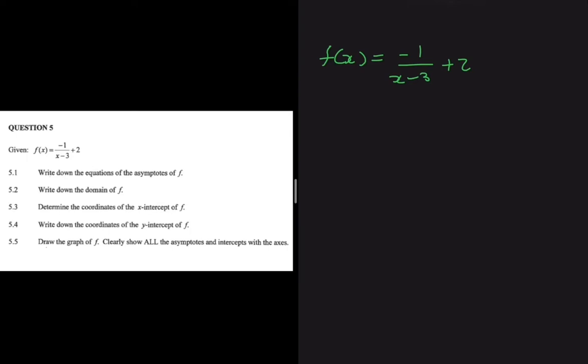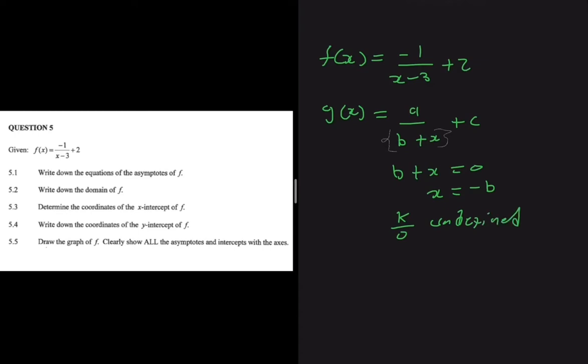So always, when you're given a hyperbola, let's say you're given a hyperbola g of x, and it's in the form a divided by b plus x, plus c, and the question says find the asymptote. You focus on the denominator, right? And then you equate it to 0. b plus x equals 0, and then you solve for x. This is because if you take any number k and you divide by 0, you get undefined. So the graph will never reach that point no matter what.